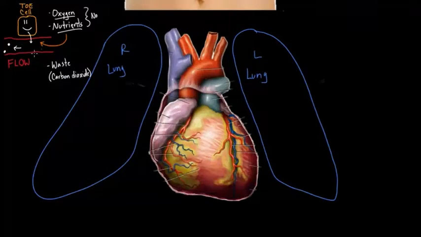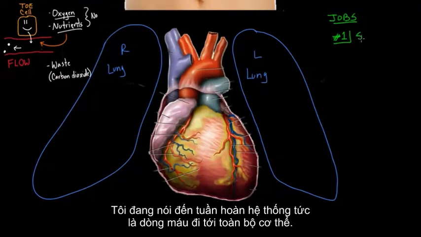And so I'm going to write that on the side as kind of job number one. These are the jobs of the heart, right? So jobs, and number one would be blood flow. And I'll write systemic flow. Systemic flow. And all that systemic means is that I'm referring to the entire body. So when I say that word, I just mean the entire body. All of the cells in the body.